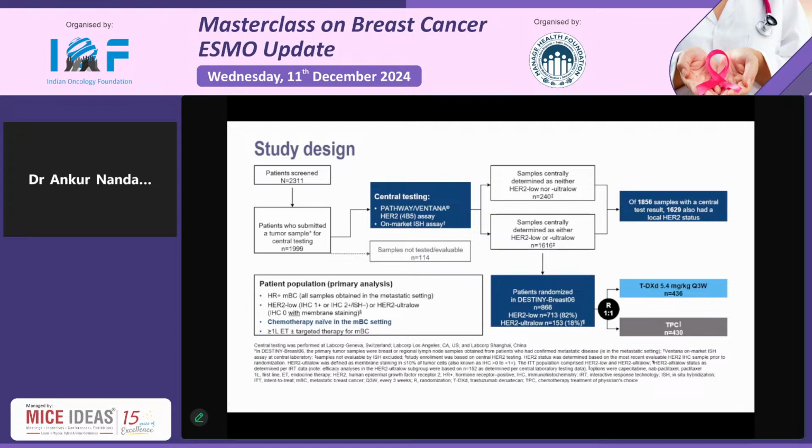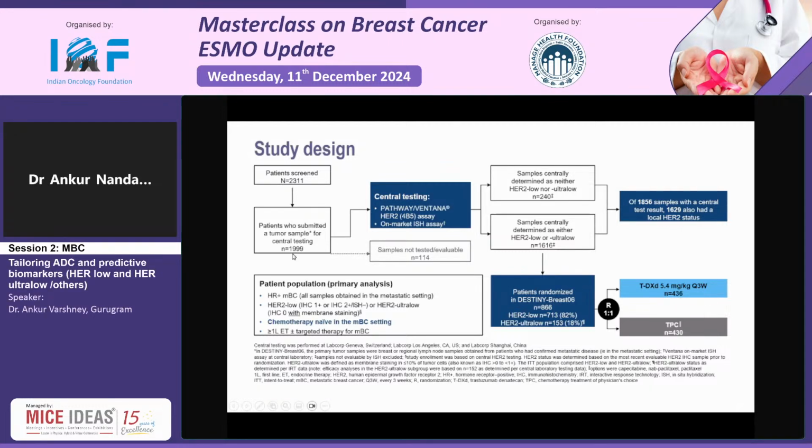So this was the study design of the DESTINY trial, and there were approximately 2,300 patients, and the samples were tested both at the local site as well as centrally. Out of these 2,300, 1,900 samples went for central testing, which was done with the Ventana PATHWAY assay and ISH assay. Samples determined as neither HER2 low nor ultra low were 240, and samples centrally determined to have HER2 low or ultra low status were 1,616.